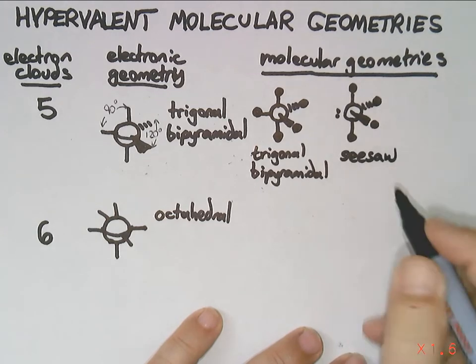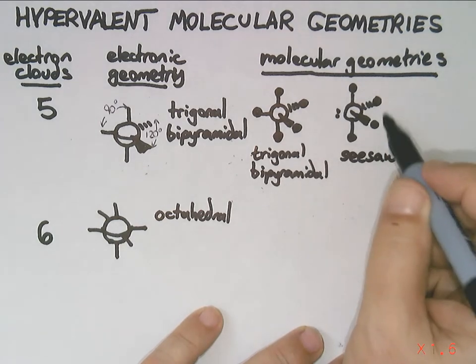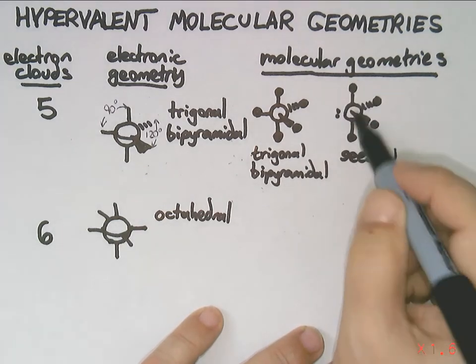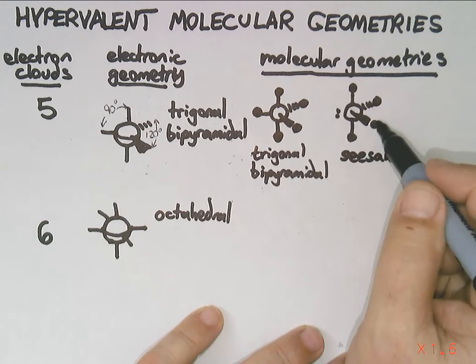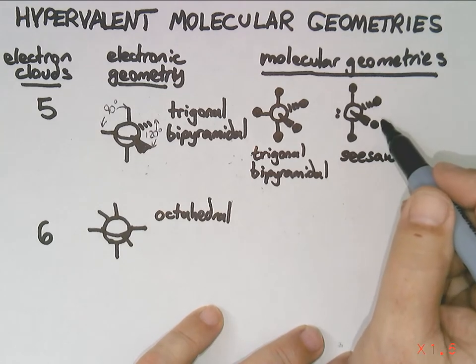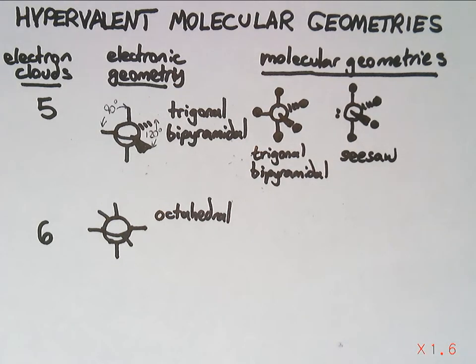The reason is that if you tip this on its side, you could see that it looks a little bit like a seesaw with 2 legs, and here's the straight part of the seesaw. Sometimes people will call it a distorted tetrahedron, but that's a lot less common. Seesaw is usually what people call this.